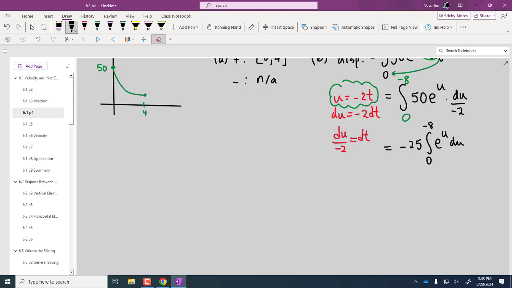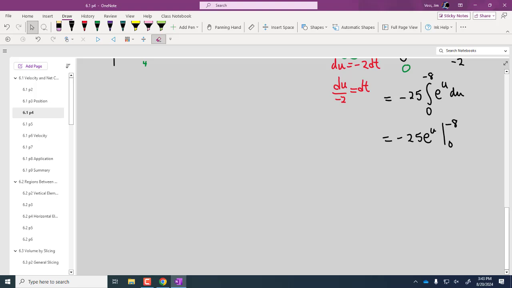And then we know the antiderivative for e to the u is e to the u. It's the coolest function of them all. It is its own derivative. It is its own integral. We love that. It's the magic function. And then we have to do our evaluation, our FTC, from 0 to negative 8.